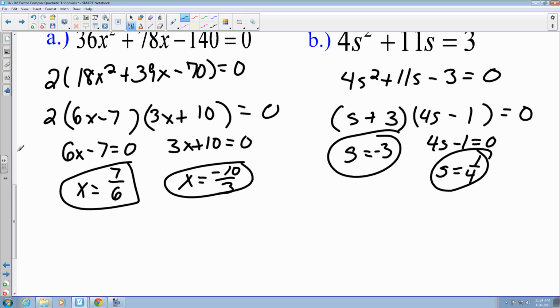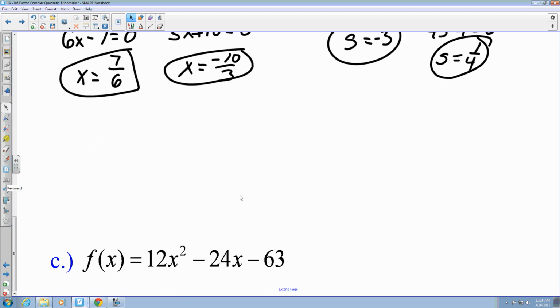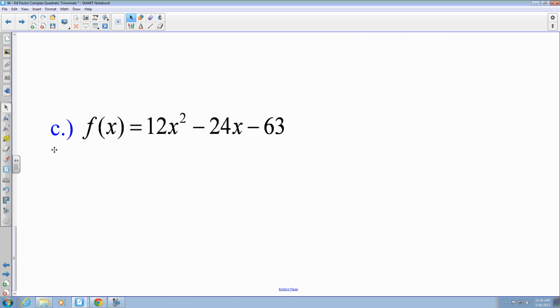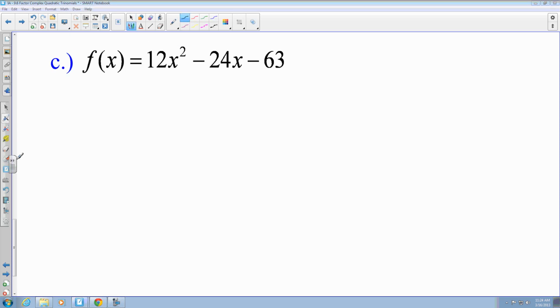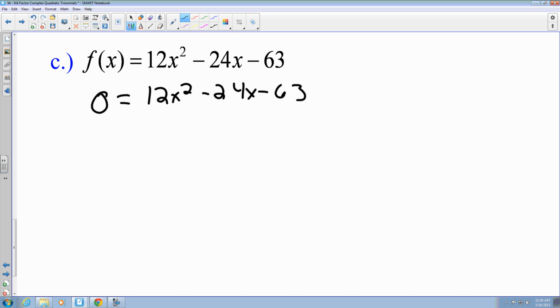All right. Last problem I have, f of x is equal to 12x squared minus 24x minus 36. Again, this is like 0 equals. We're trying to find the zeros. And I can factor out a 3 in here. So I'm going to go 0 equals 3 times 4x squared minus 8x minus 21.